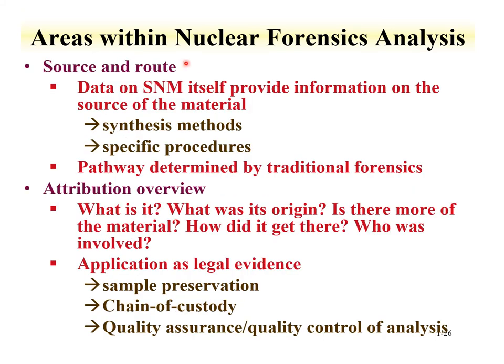The material source and route is also of interest for nuclear forensics analysis. The data on the special nuclear material itself can provide information on the source of the material. The methods and procedures used to produce the material could identify its origin. Pathway, how the material got from its original location to its final location, can be determined with traditional forensics. Overall, the need to attribute the material will be performed.